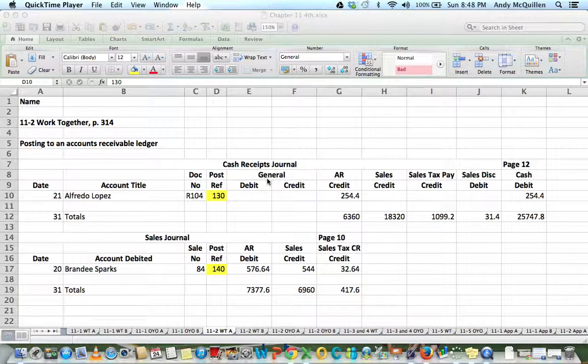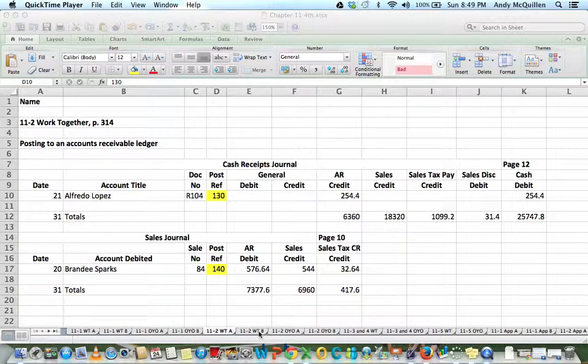This has some very strong similarities to chapter 10, and we're going to be dealing with the accounts receivable stuff this time. Therefore, we're kind of switching journals. We're going to be using the cash receipts journal and the sales journal. The only bad part about this section of the chapter is that you're going to have to flip back to 11.1 work together, because on 11.1 work together you're going to use the general journal.